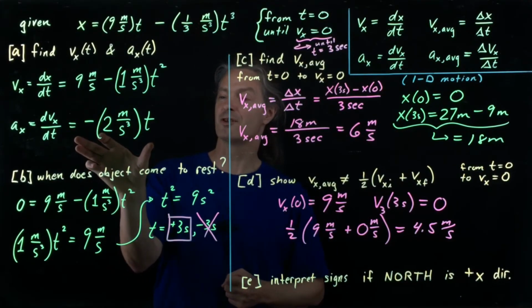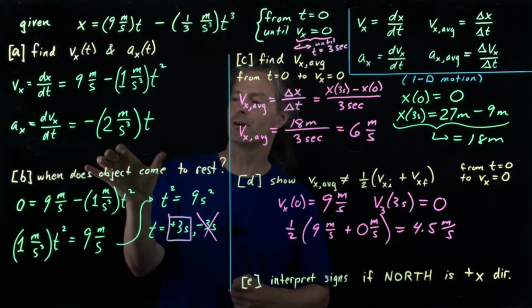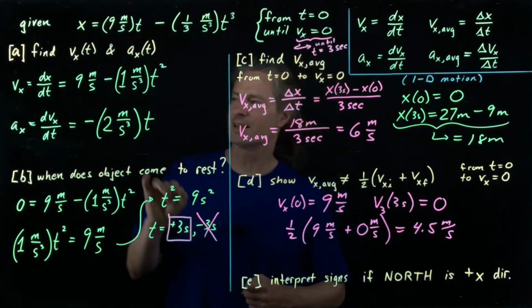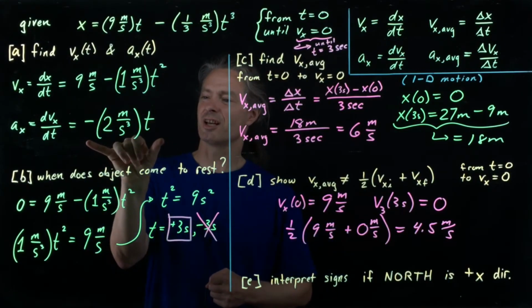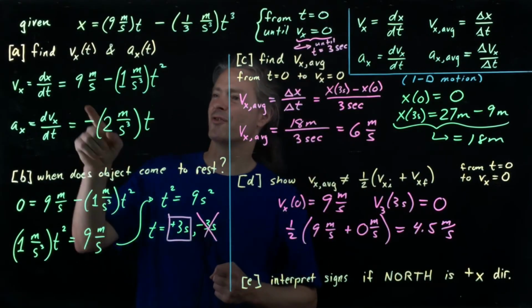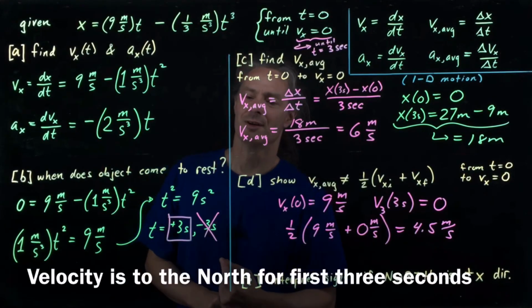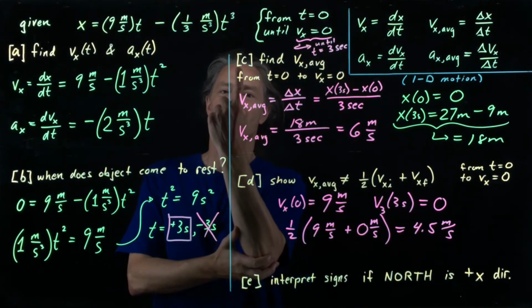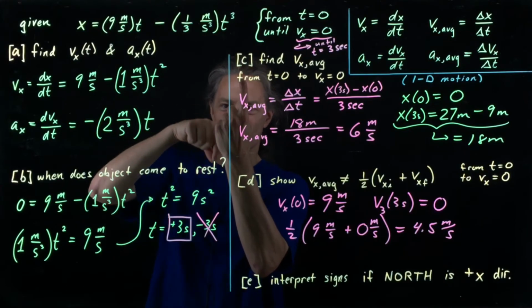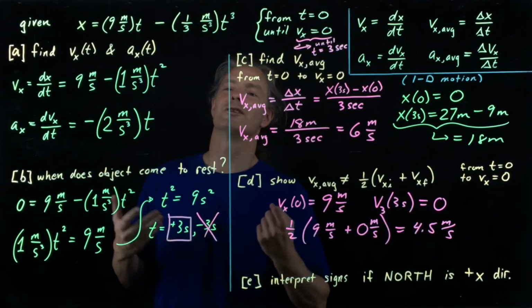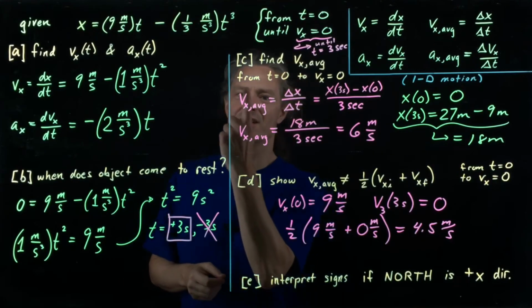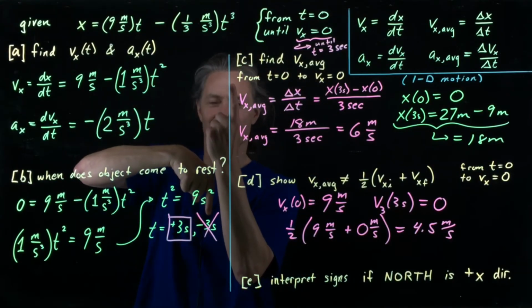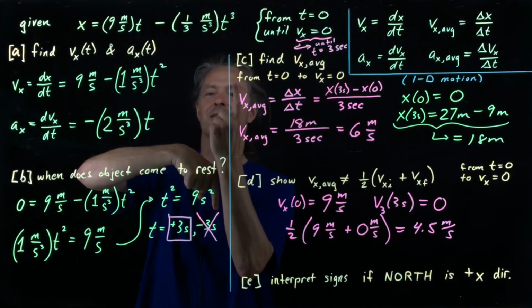The acceleration, meanwhile, for any time greater than 0, is always negative. And that's consistent with what I just said about the velocity. This negative acceleration is to the south, while this velocity is always to the north. So if the velocity is to the north, but the acceleration, which is the change in velocity, is to the south, the object will be slowing down. All right, so anytime you have a velocity in one direction and an acceleration in the other direction, opposite that, the object will be slowing down.